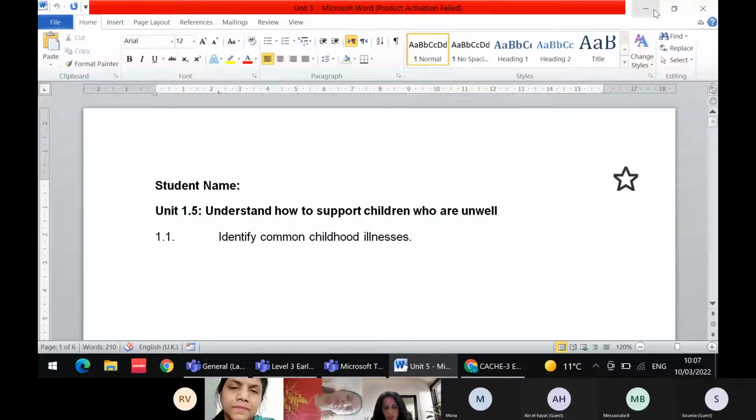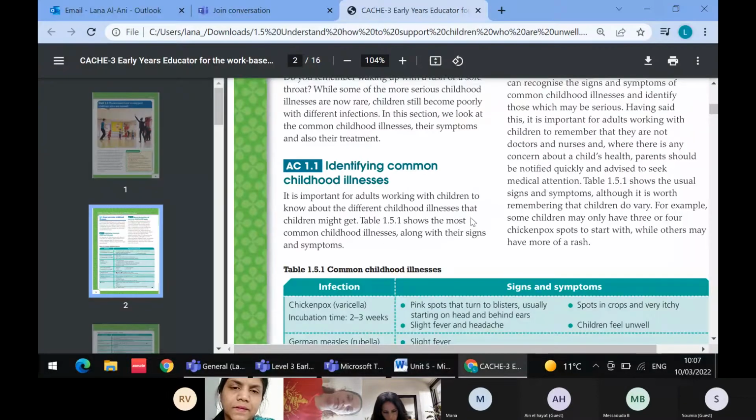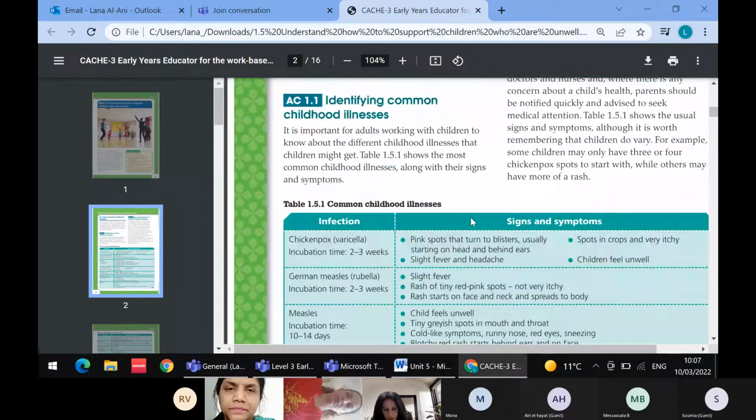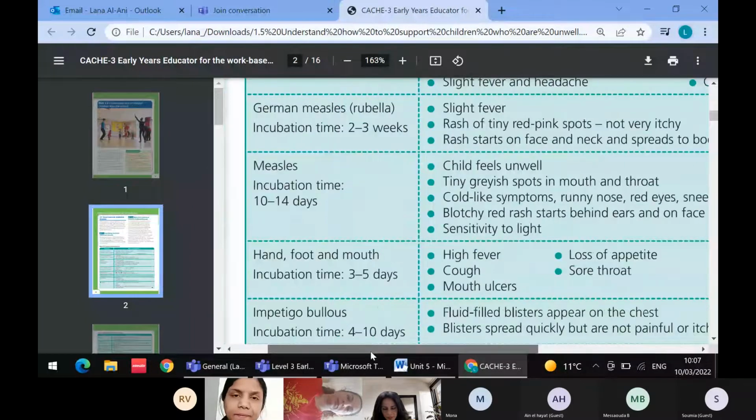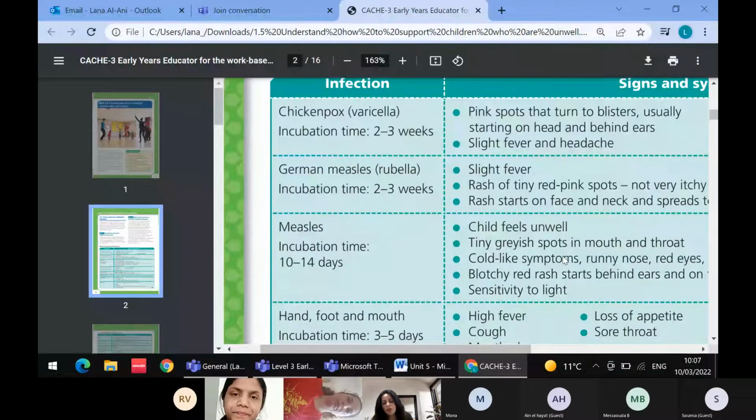So do we know what the common childhood illnesses are? I'm just going to enlarge the screen so you can see my screen. Can you all see my screen? Yeah. Okay, excellent. So can you think about common childhood illnesses? Can you give me examples? Common cold. Cold, flu. Okay, cold, that's very good. Common cold. Yeah.